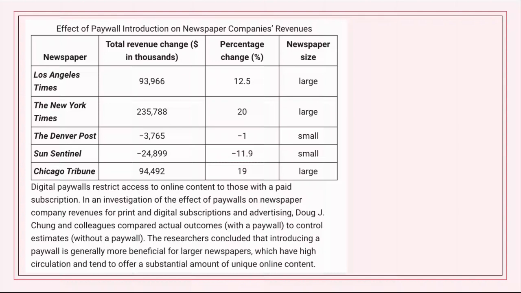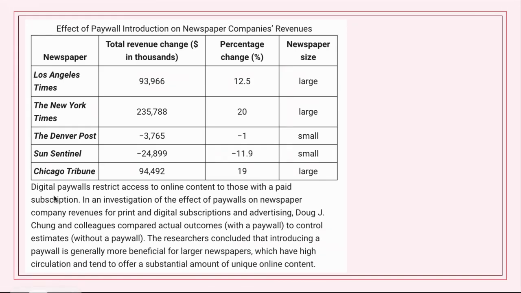Okay, so we have another graph question. Looking really briefly at the chart now: effect of paywall introduction on newspaper companies' revenues. I see that they give me the name of a newspaper and the revenue change. They also give me a percent change, and they also tell me the size of the newspaper. So now that I know what's included, that's all I need to know. I can move on to the passage.